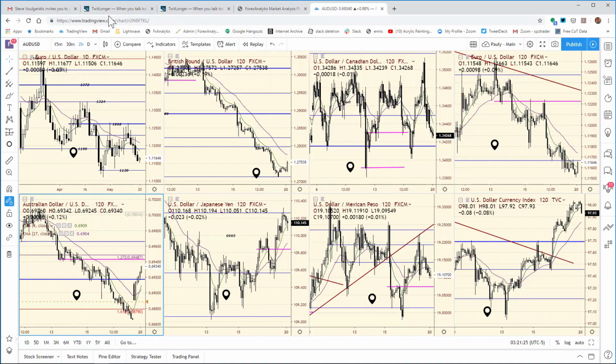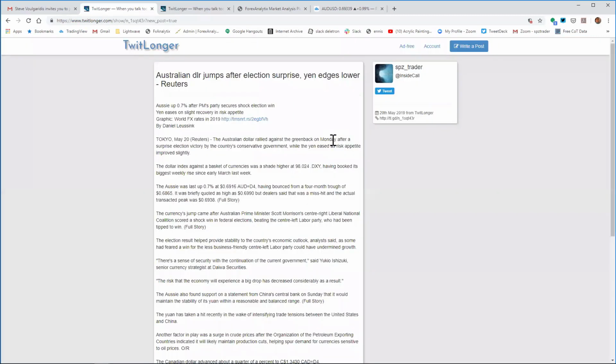There we go. So before we jump into the analysis, we already know it's a pretty big news story here with the Australian. We'll take a look at the morning bid.